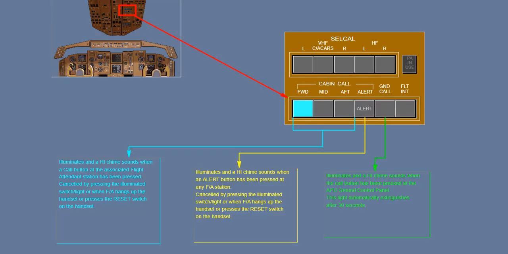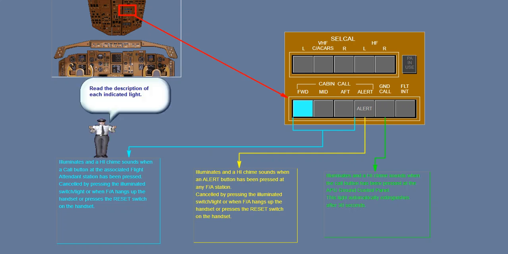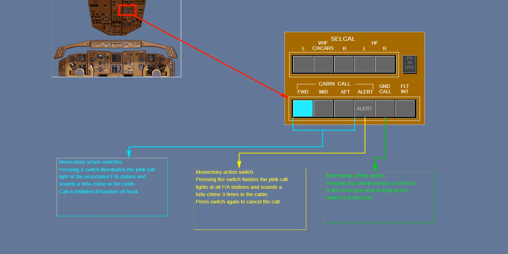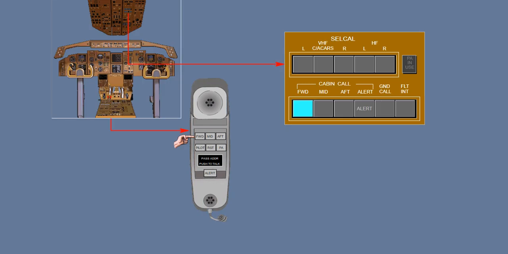Now, this frame shows the cockpit call lights and provides a description of each light. An illuminated light indicates the station that is calling the cockpit. You should know that these lights also function as switches and can activate a call to the selected station. Therefore, the cockpit crew can initiate calls through the pilot call panel or the pilot handset.